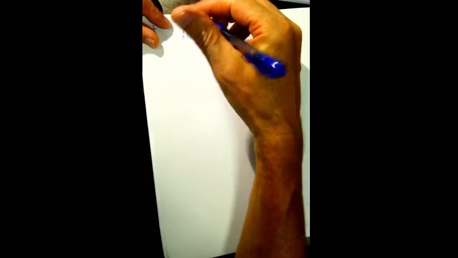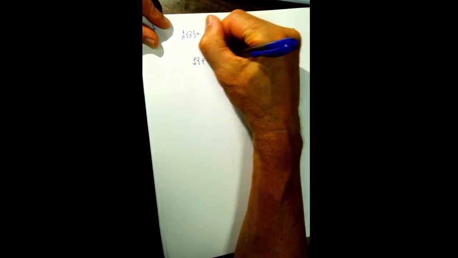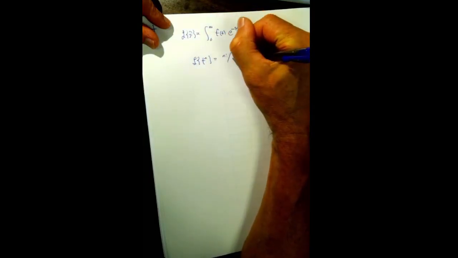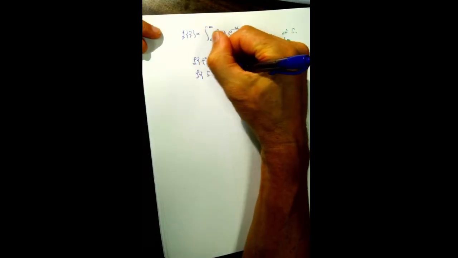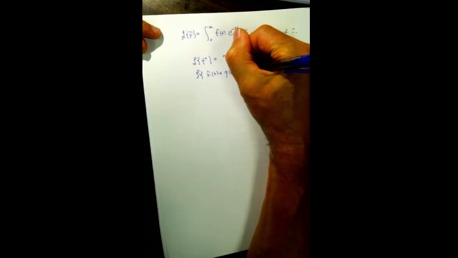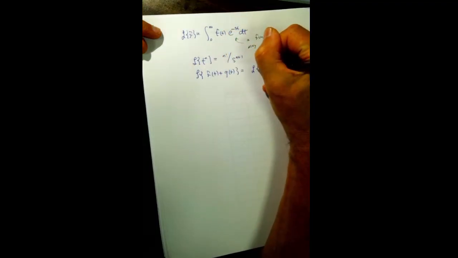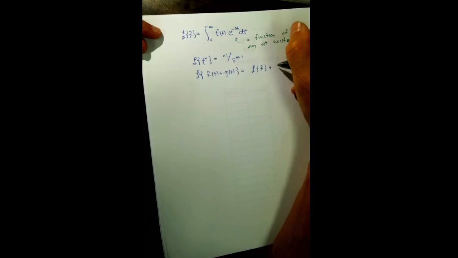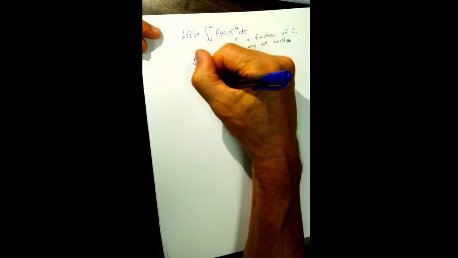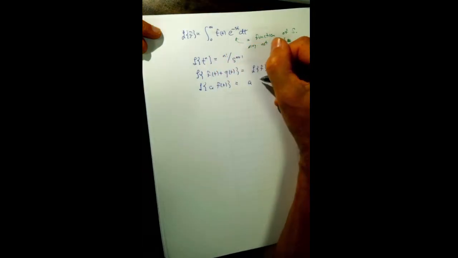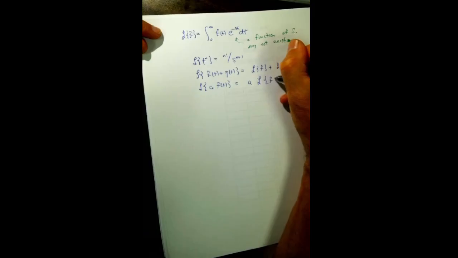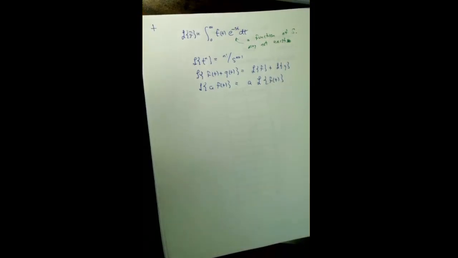Okay. And we found that the Laplace transform of t to the n is n factorial over s to the n plus 1. And we have the Laplace transform of the sum of two functions is the Laplace transform of the first one plus the Laplace transform of the second. And the Laplace transform of a constant times f, I can pull that constant out and just focus on f.